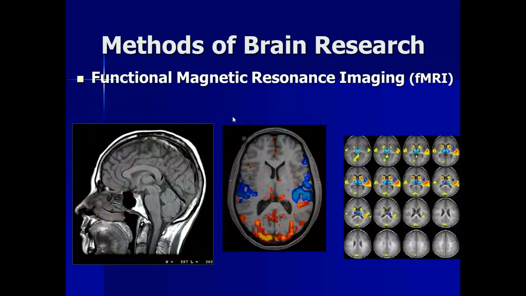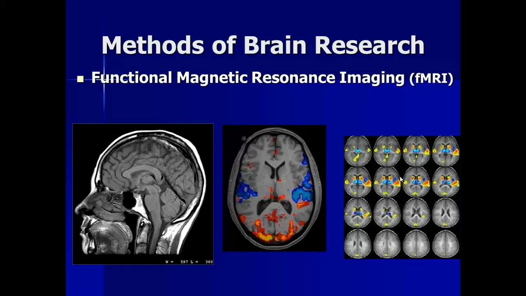Then lastly, we have functional MRI, functional magnetic resonance imaging, which records changes in blood flow within the brain to identify active areas. This is pretty cool because oxygenated hemoglobin responds differently to magnetic fields than deoxygenated hemoglobin. These differences can be represented visually, as you see in the second and third pictures here, to reflect differences in the level of brain activity.